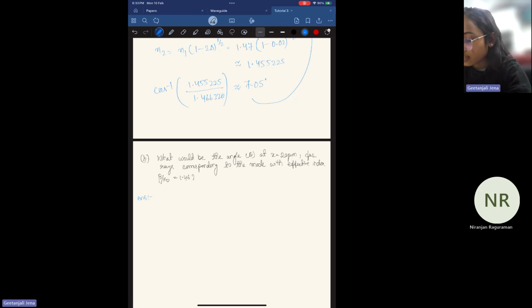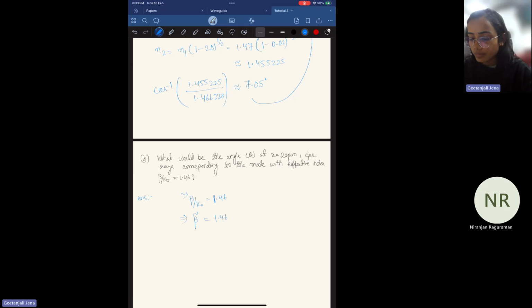The question says, what would be the angle theta at x equal to 20 for rays corresponding to the mode with effective index beta by k0 equal to 1.46? So which ray at x equal to 20 will correspond to this mode in effective index? The beta tilde, which we call the ray constant, is also known as the mode index. So beta tilde is given as 1.46.